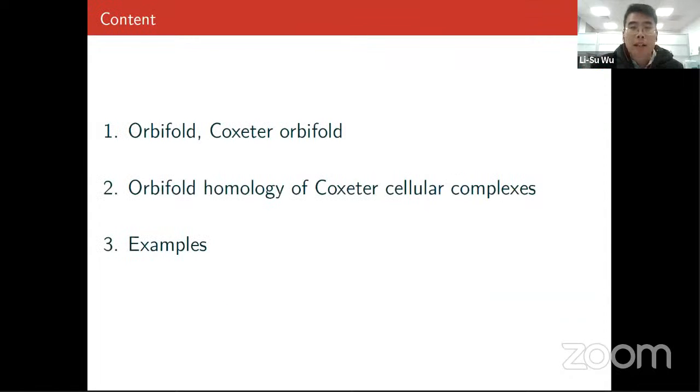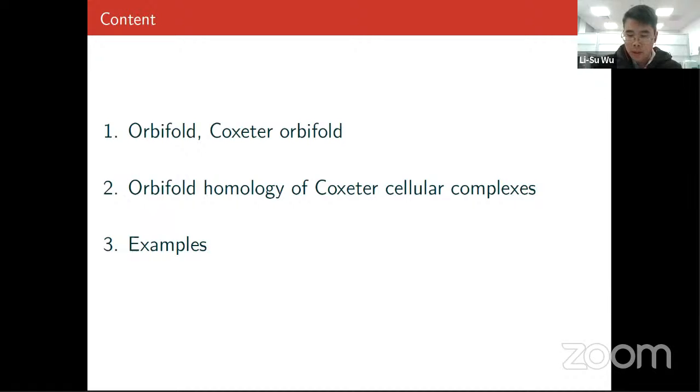This talk is divided into 3 parts. First, I will recall some basic definitions of orbifold, Coxeter group and Coxeter orbifold. Next, I will review some homology theories of orbifolds and introduce our orbifold cellular complex.